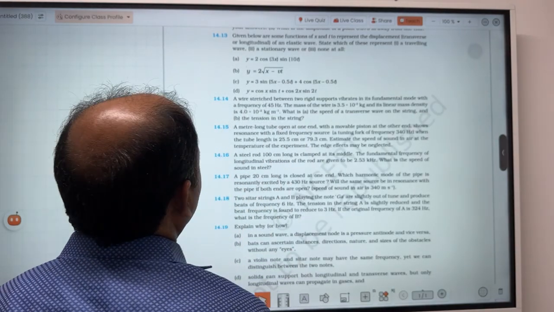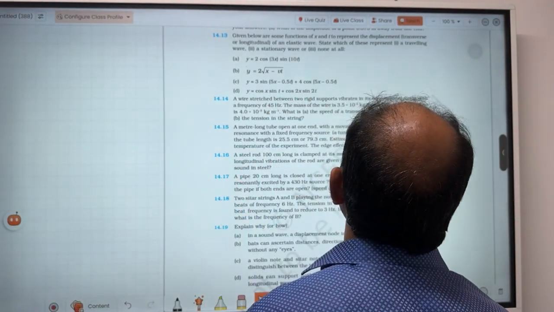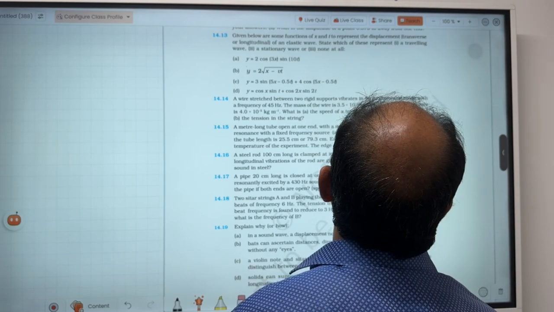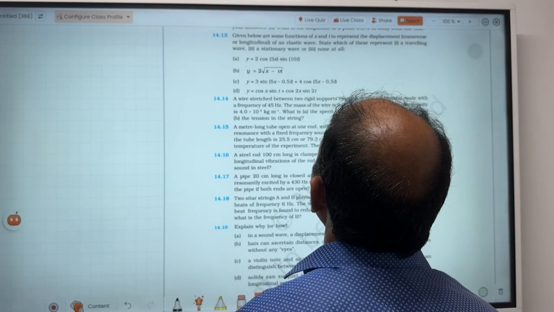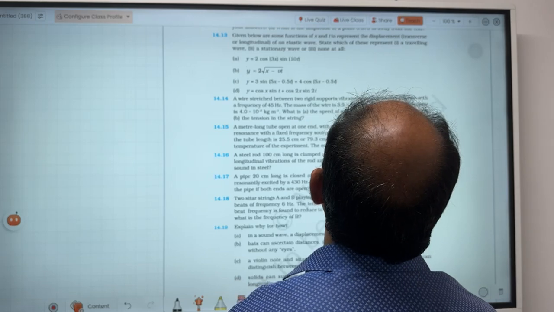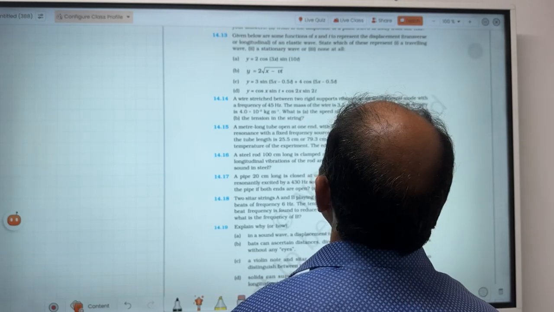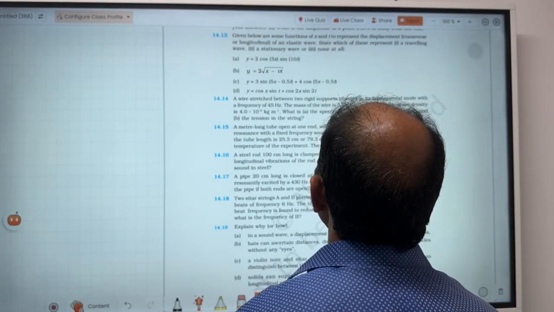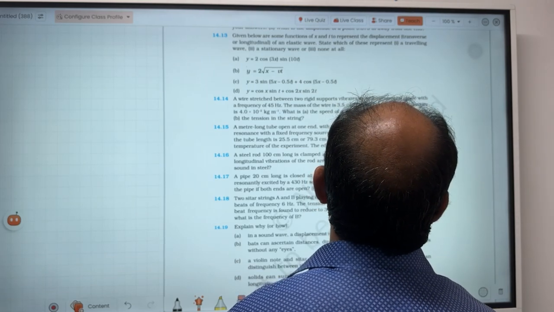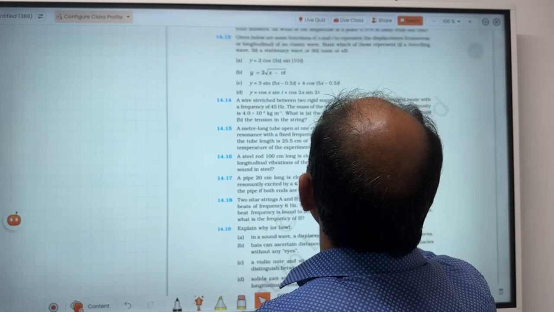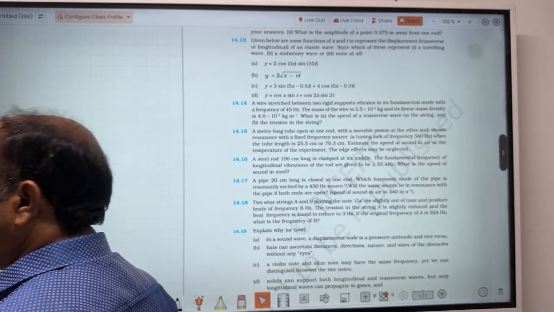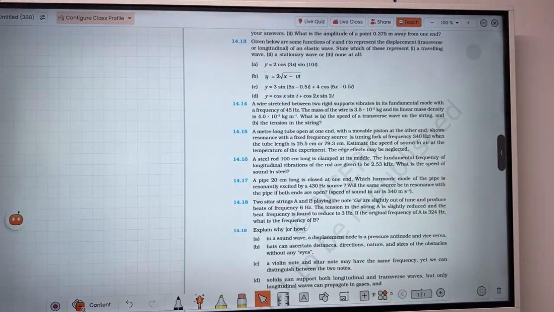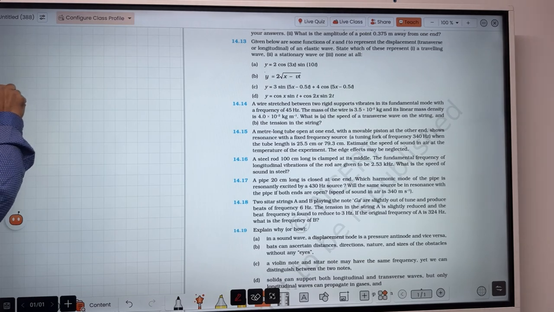Now, the next question is: a wire stretched between two rigid supports vibrates in its fundamental mode with a frequency of 45 Hz. The mass of the wire is this much and its linear mass density is 4 into 10 power minus 2 kg per meter. What is the speed of transverse wave in the string and the tension in the string? The question is simple. We can analyze it easily. So here, first of all, we have to find out what the length is. So for that, what can we do?